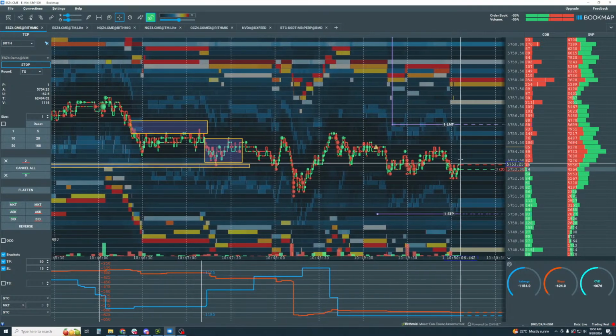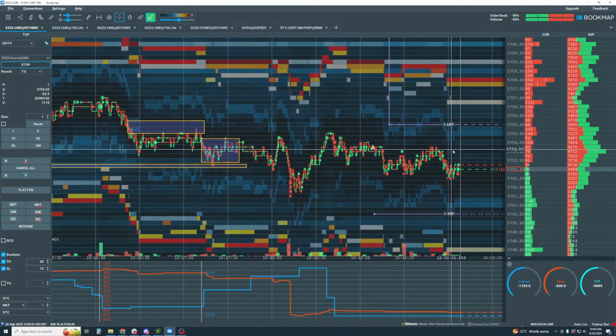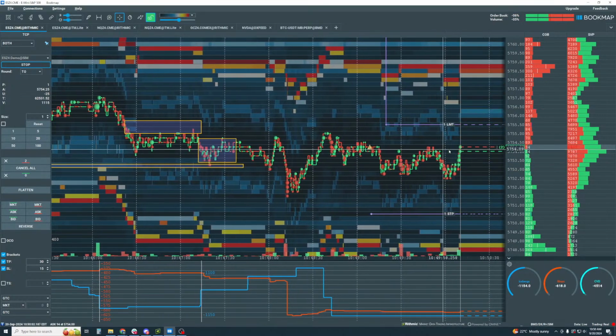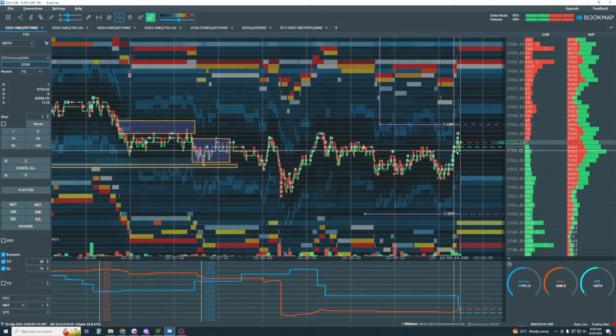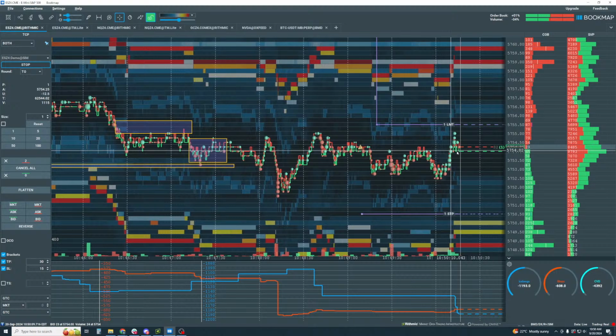Okay, so I'm looking for buyers to come back and retest this area again. If we can get buyers here, we should get the break. Okay, and we have now. Okay, we've gotten the break.